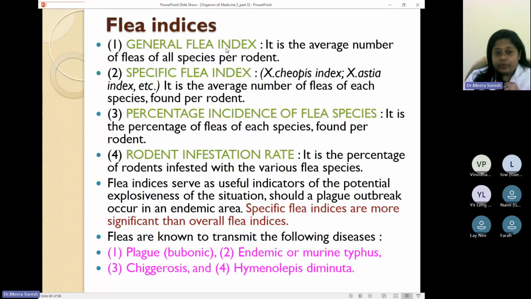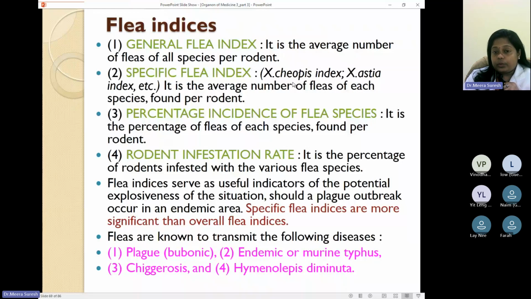So general flea index means the average number of fleas of all species present per rodent. So, what is the average number of all the fleas that is present per rat? That is the general flea index. But this is the average number of all the fleas of all species. If we are going for a specific species, what is the average number of that particular specific species of flea present per rodent, then we call it a specific flea index.